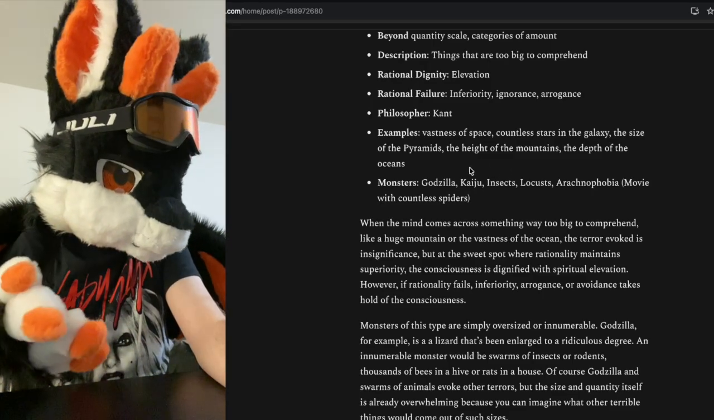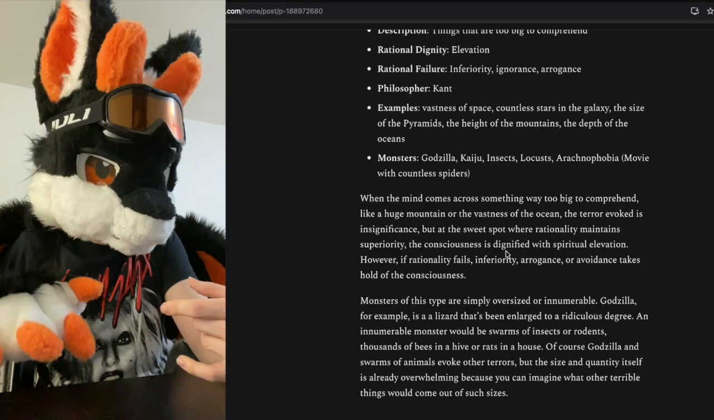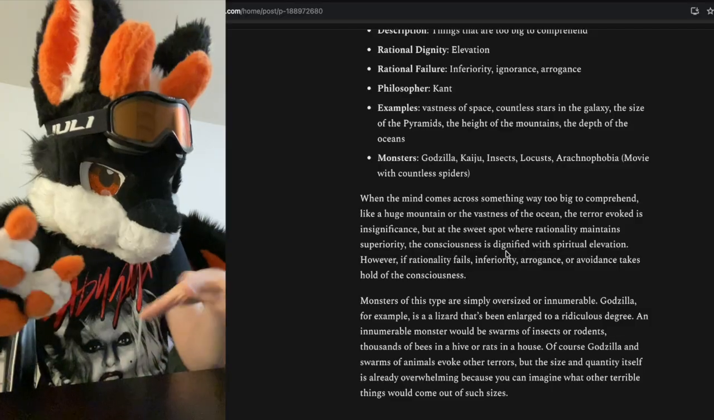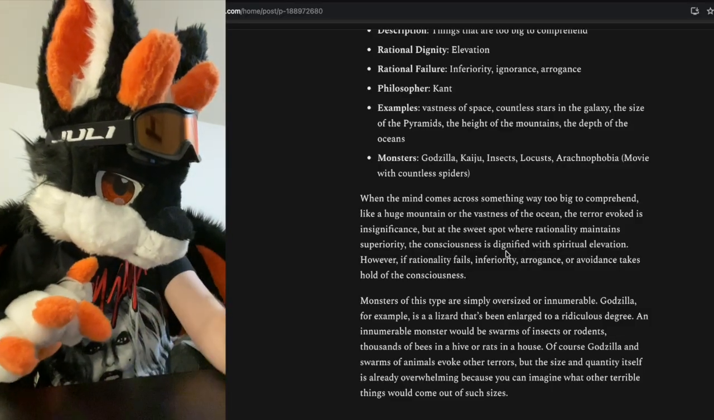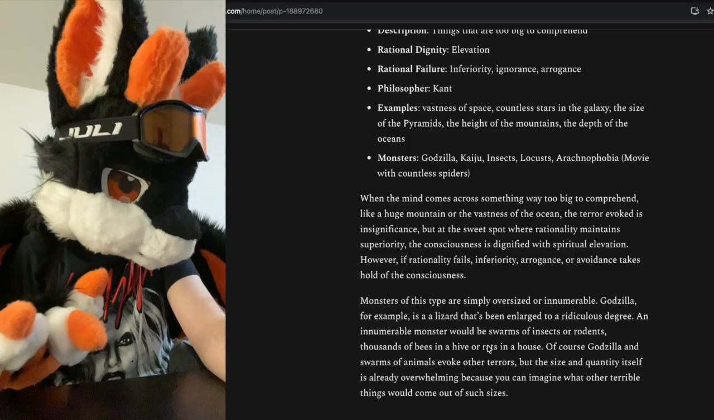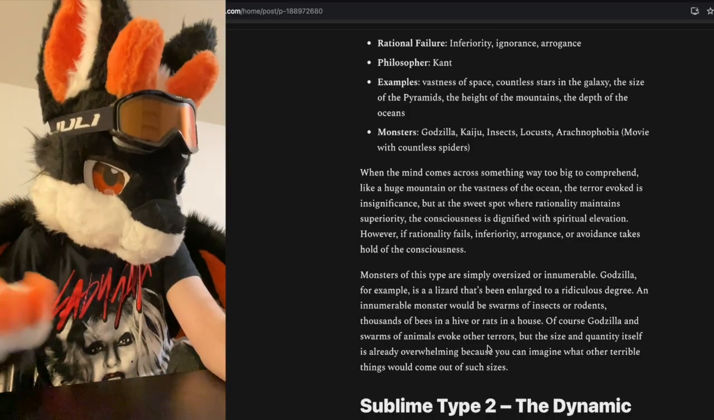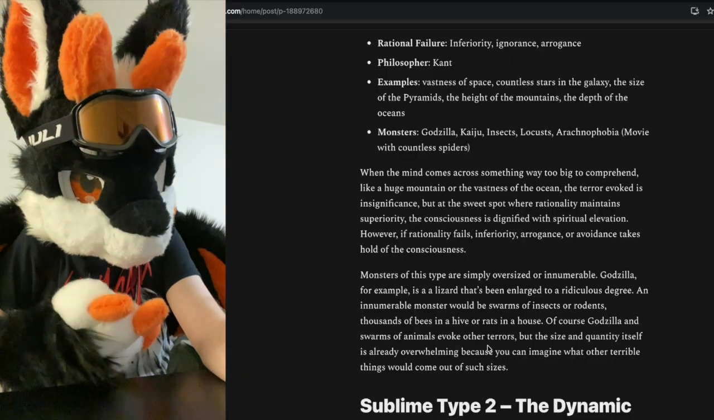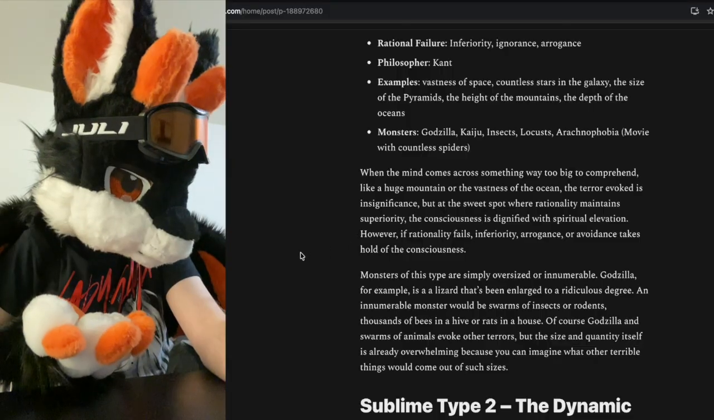And then other examples are monsters that swarm, like locusts or bees in a beehive or rats in a house, where there's just so many you can't comprehend them. That's another example of the mathematical sublime and the terror of insignificance.